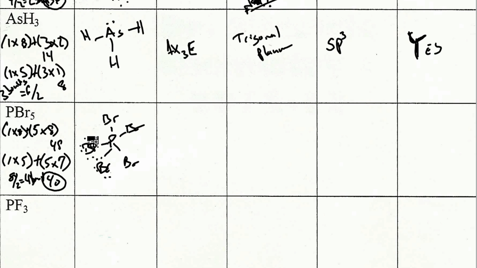Let's see. Make everything happy. And let's see, that gives us 5 things that have 8 valence electrons. That gives us our 40 valence electrons. We don't need any lone pair electrons on here. So we're going to go to our AXE, and this is just going to give us AX5. And our geometry for AX5 is going to be trigonal bipyramidal.